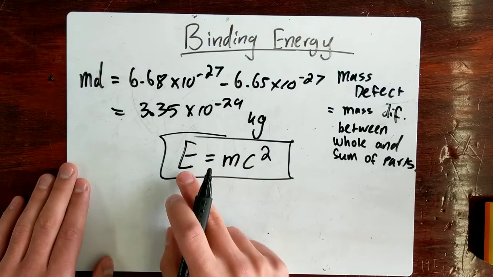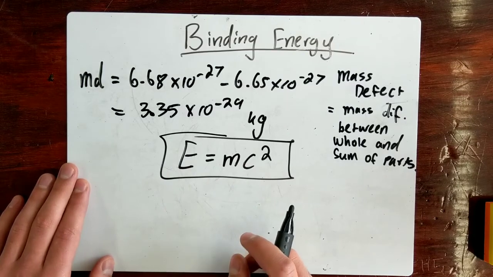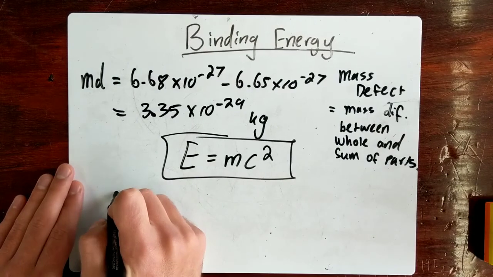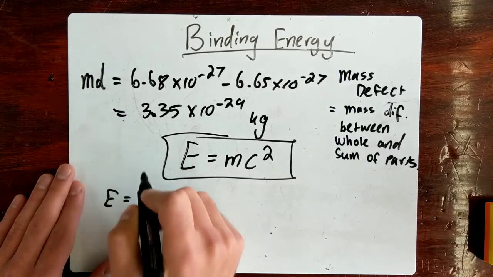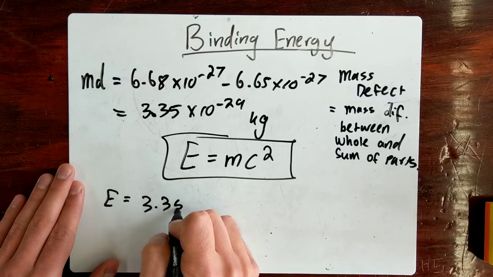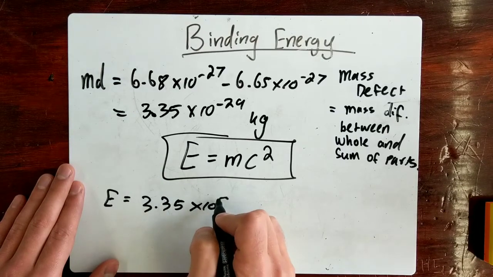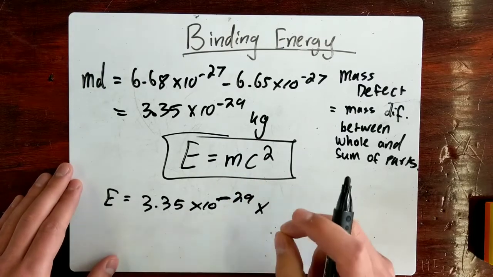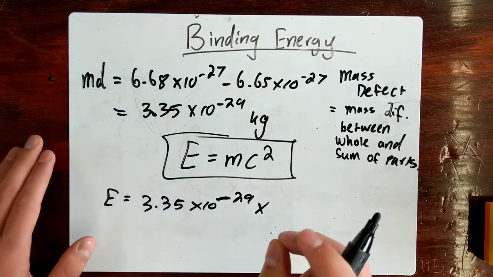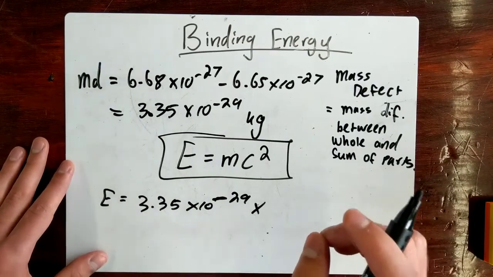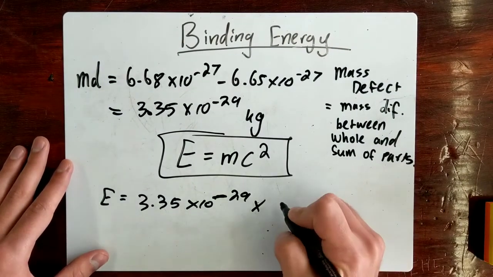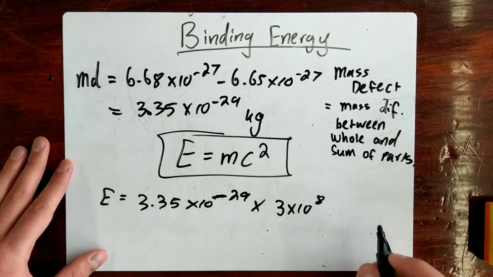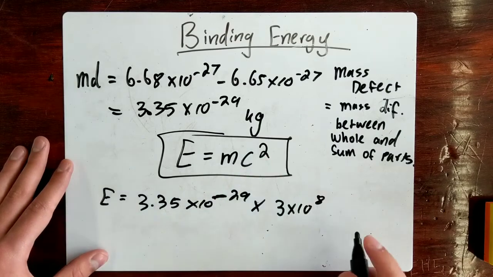Let's calculate how much energy was created when that mass was lost. So we can calculate this by doing E equals the mass defect, 3.35 times 10 to the negative 29, times c squared. Now c is on your formula and data sheet. c is a constant. It is the speed of light, the velocity of light, and it is equal to 3 times 10 to the power of 8. Now, notice that it's c squared.